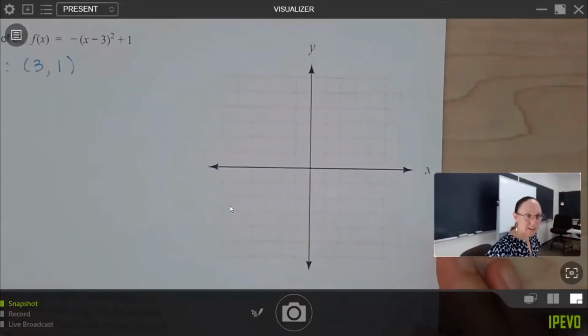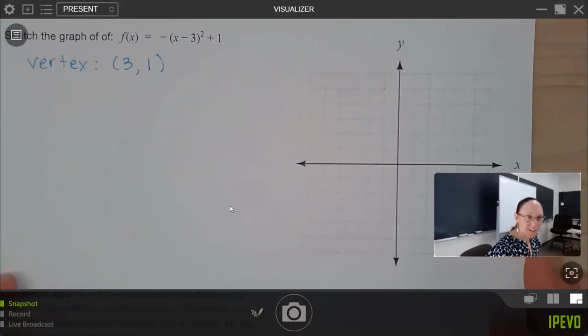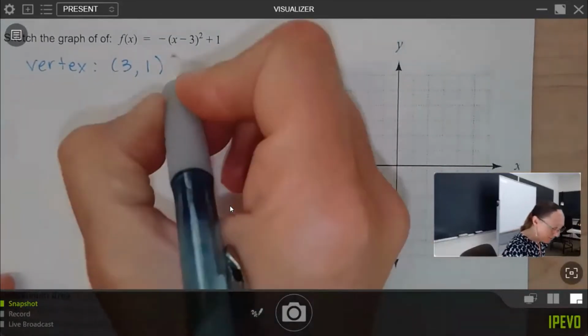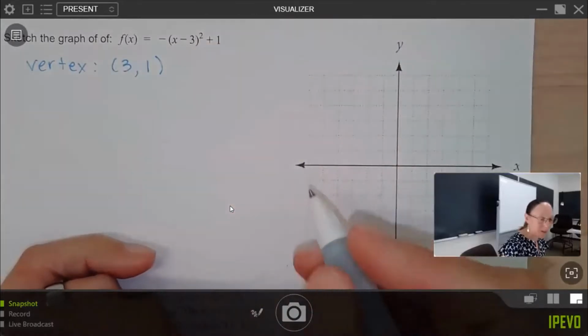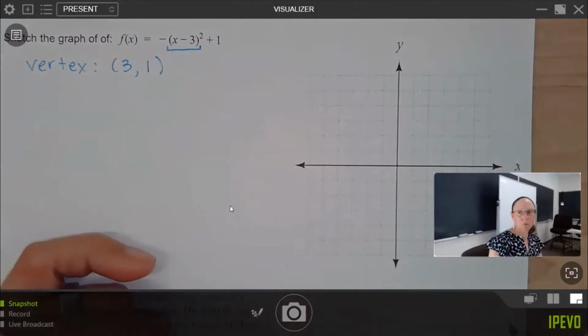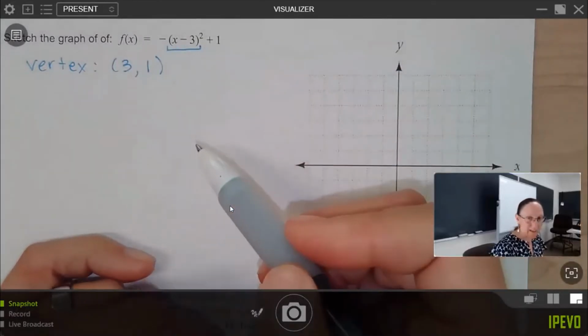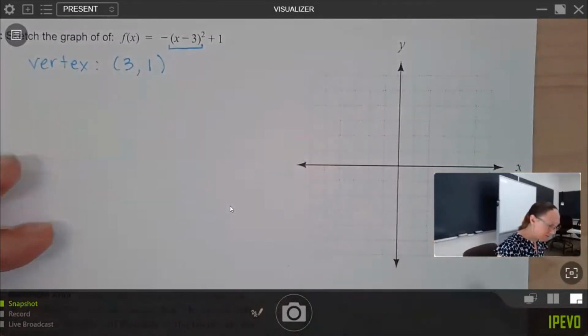And just as a quick reminder, if it's already in this completed square form, then whatever makes the part in parentheses equal to 0, that's the x value of our vertex. And when you plug that in, whatever answer overall you get, that's the y value at the vertex. So now I've got my vertex.